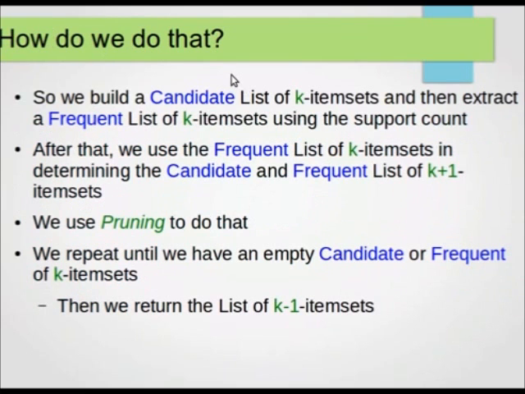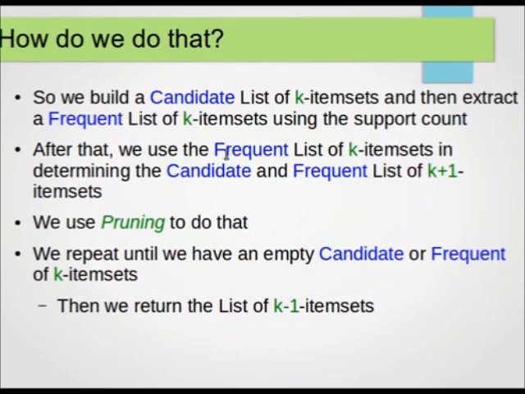So again, just in plain English, how do we do it? We build a candidate list of k item sets. A k item set, by the way, is an item set that has k items. So we build a candidate list, and then we extract a frequent list. We need to be building two lists at every iteration. Now, for the frequent list, I'll be using Fi as an abbreviation for frequent item set. In textbooks, sometimes you find L rather than F. It's just the same thing.